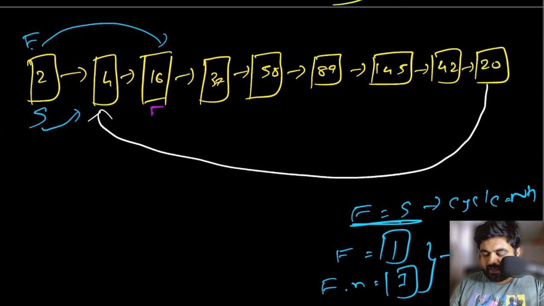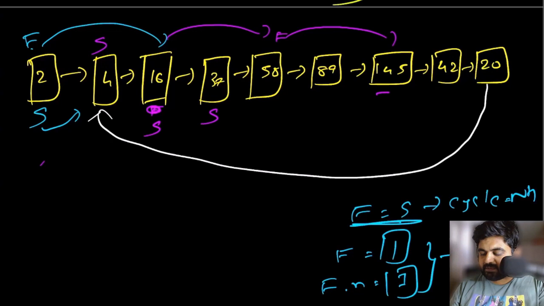After first iteration, fast pointer would end up over here, slow pointer would end up over here. Again, fast pointer would end up over here. Now this time again, slow pointer would end up over here. Now this is where slow pointer would end up. This is where fast pointer would end up. After 145, the fast pointer would end up over here and slow pointer would have been here. Now again, from this position, fast pointer would come back to this position number 4. And meanwhile slow pointer would be here. After 2 iterations, this is where the fast pointer would be.